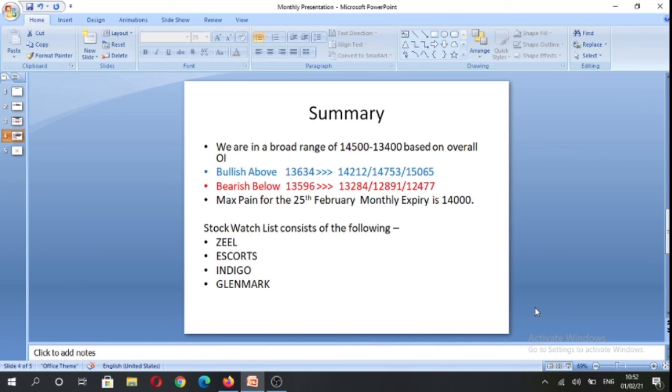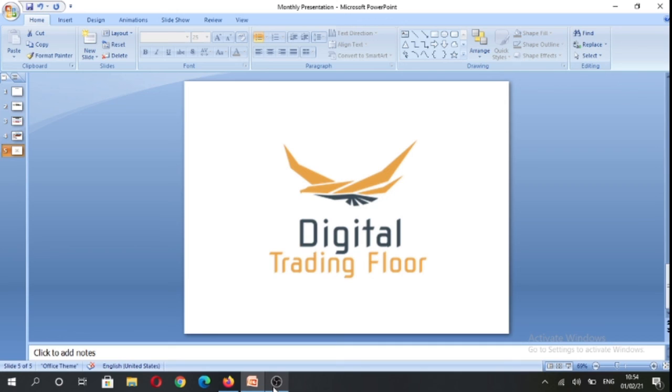And our stock watch list comprises of inside candlesticks on the monthly time frame.